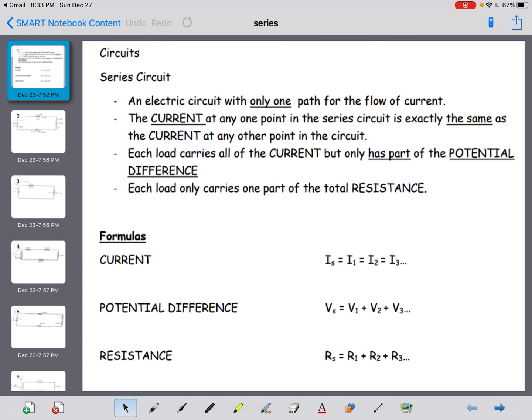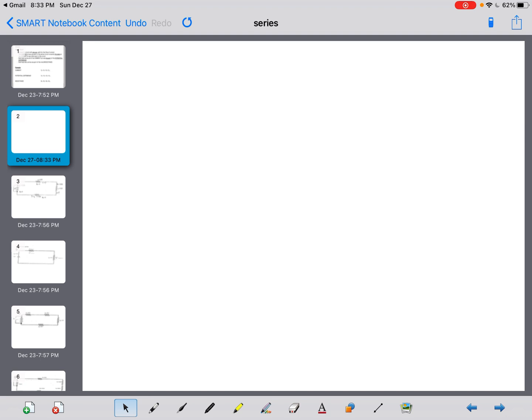Okay, everyone. So today we're going to start looking at types of circuits. So we have circuits that are known as series and circuits that are known as parallel circuits. So actually up until now, all the circuits that you've been drawing have been in fact series circuits, which is what we're going to start looking at today.